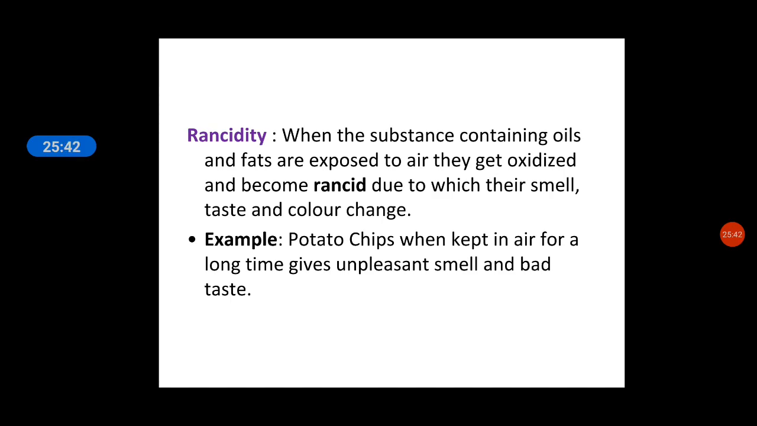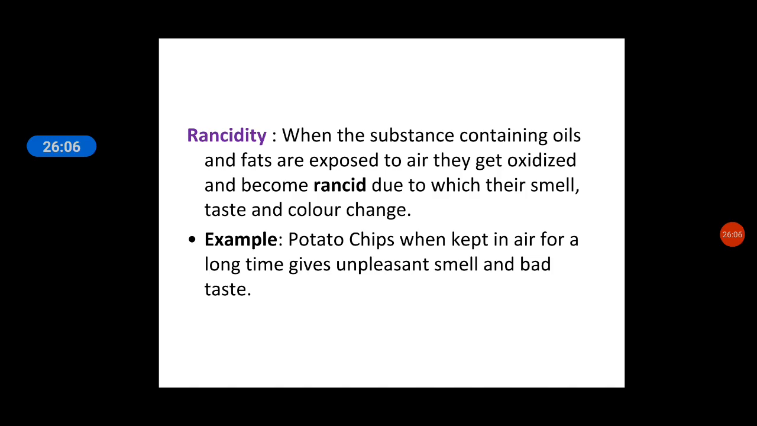Rancidity in foodstuff cooked in oil or ghee is prevented by using antioxidants. The process of oxidation of foodstuff can also be slowed down by storing it in an airtight container or keeping it in the refrigerator. Now, when we talk about this, what happened to the oil?